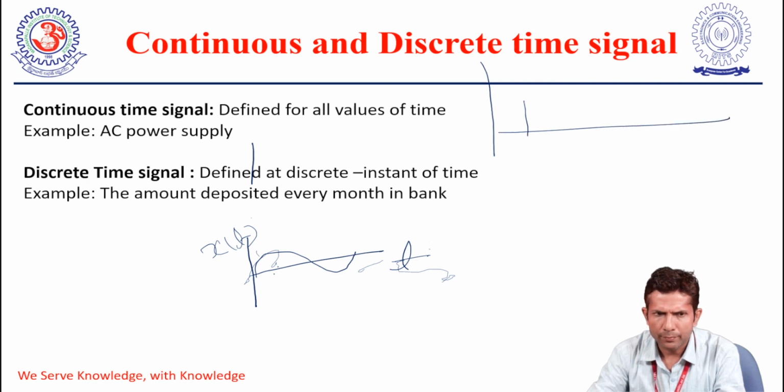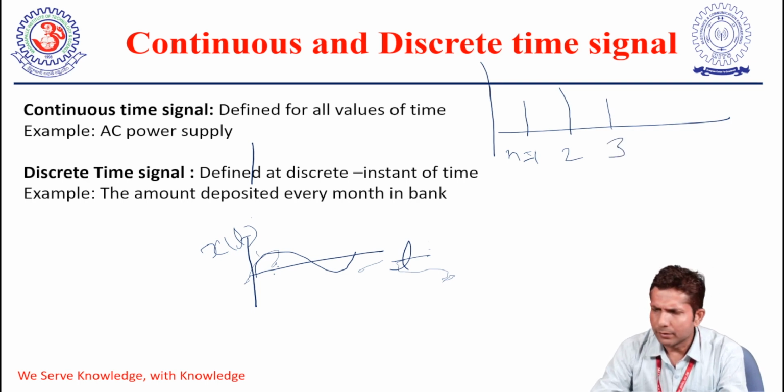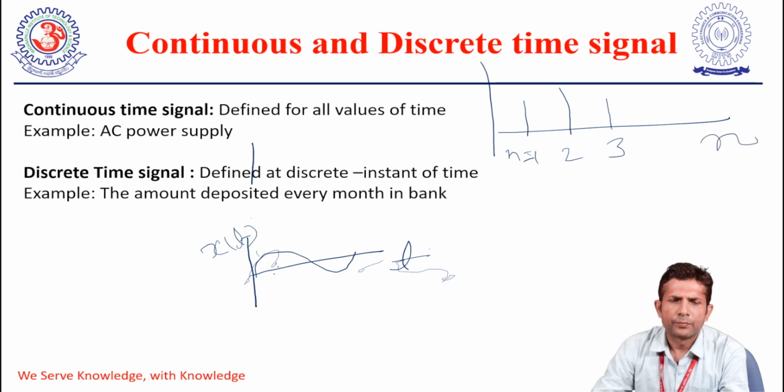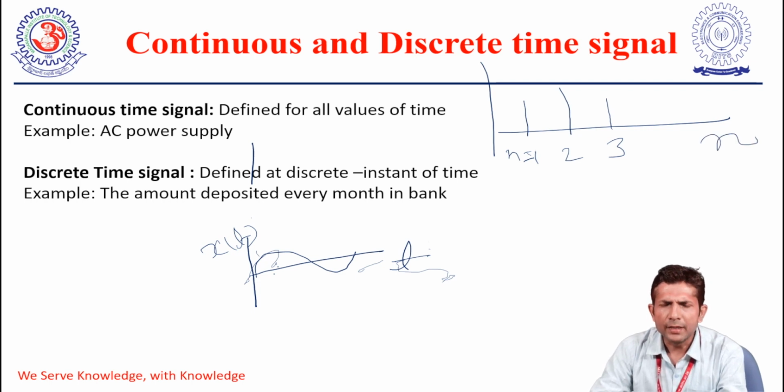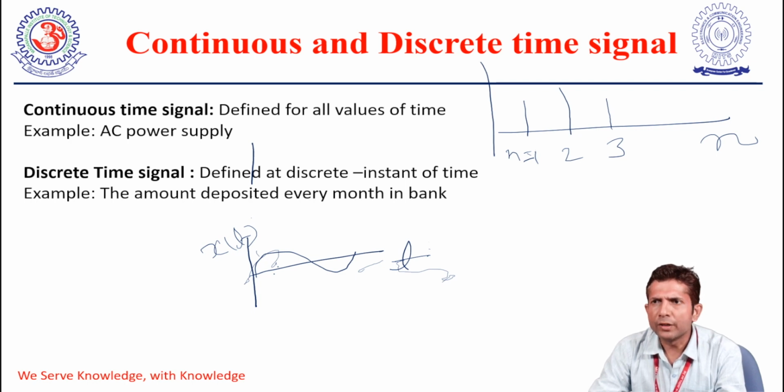Suppose this n equal to 1, 2, 3. You can see here at these values, we have discrete time instants. These values are not defined at all values of time. So this type of signal is called the discrete time signal because it is defined at discrete time instants but not at all time instants.